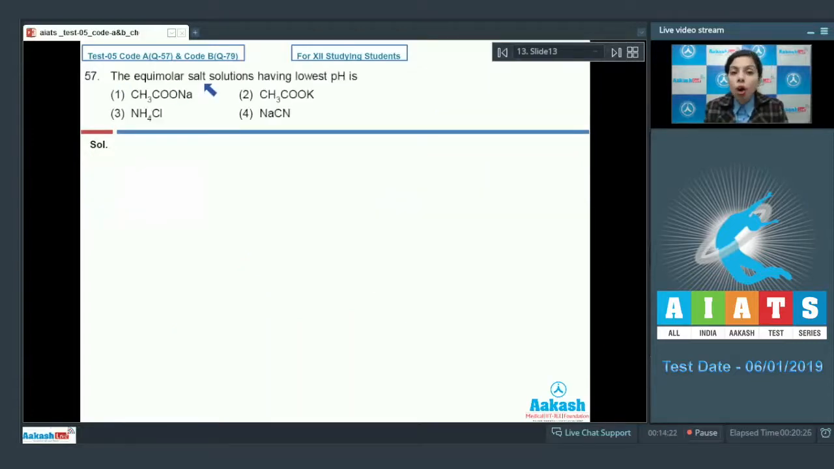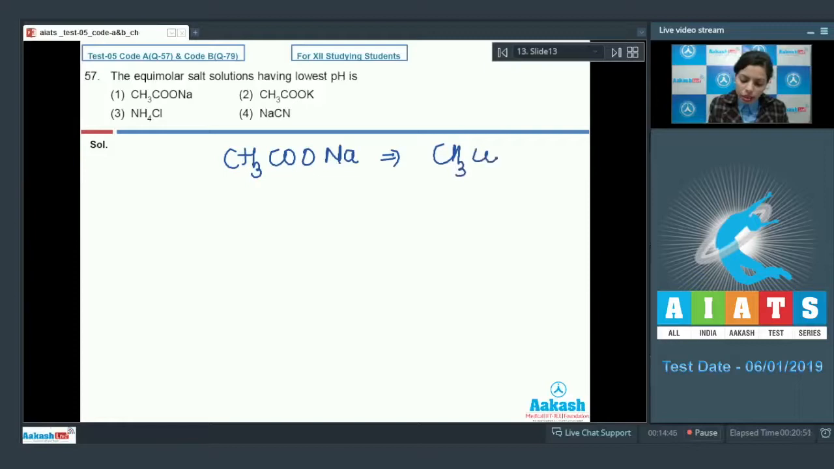The equimolar salt solutions having lowest pH is. In this case, we have different salts and we have to take the solution. We have to find out the salt solution with the lowest pH. So first we need to check the salts given here. If we talk about CH3COONa, this is the salt of a weak acid and a strong base. The weak acid is CH3COOH and the strong base is NaOH. In this case, pH is always more than 7. It means it is a basic salt.